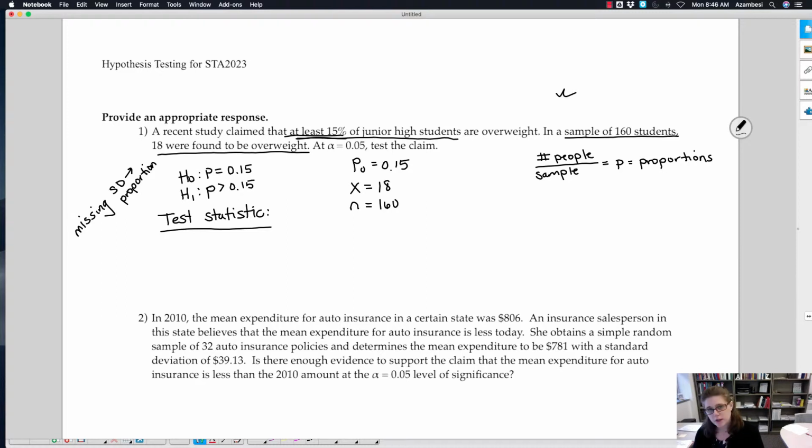You have to choose your tail. So this is a greater than test. So we choose our right tail and then press calculate. So here it gives me a test statistic. Z is equal to 3.627.